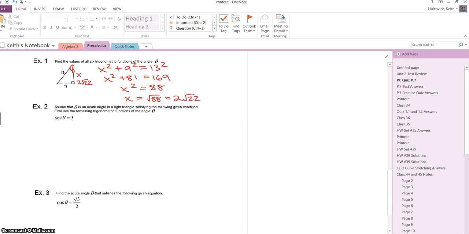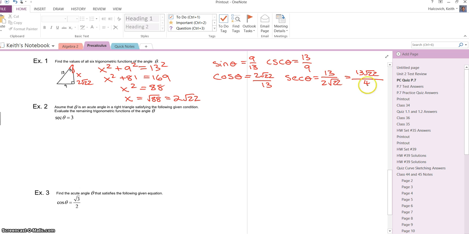So now finding the six trig functions, the sine of theta is opposite over hypotenuse, so it's 9 over 13, which means the cosecant, which is the reciprocal, is 13 over 9. The cosine is adjacent over hypotenuse, so it's 2 rad 22 over 13. The secant, which is the reciprocal, is 13 over 2 rad 22. But remember, we have to rationalize the denominator, which means multiply top and bottom by the square root of 22. So it becomes 13 root 22 over 44.